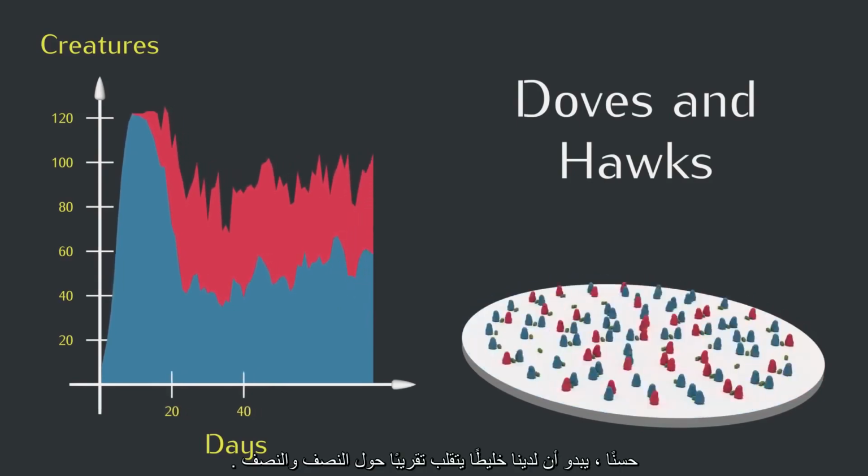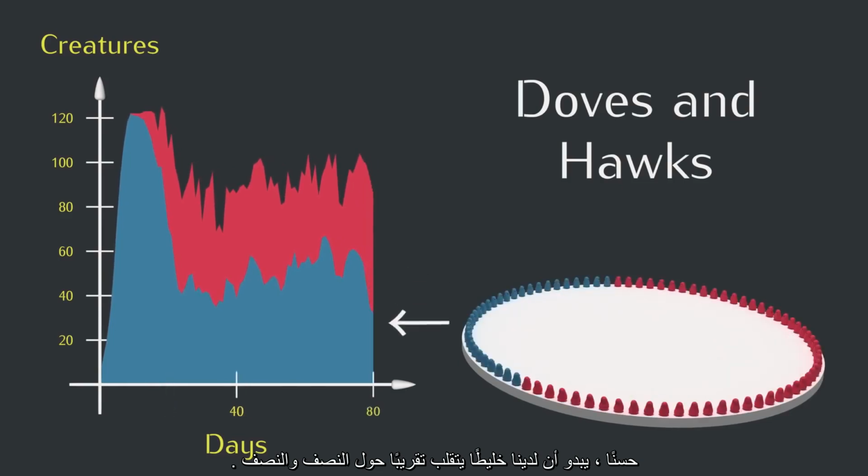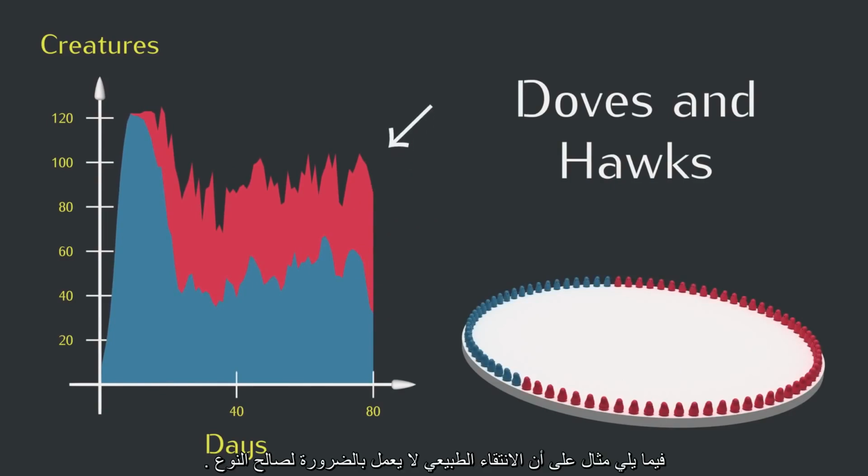All right, it looks like we have a mixture that fluctuates roughly around half and half. And there are also fewer creatures overall, even with the same amount of food. Here's an example of how natural selection doesn't necessarily act for the good of the species.